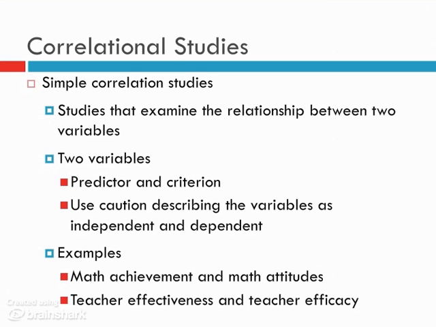You need to use caution when reading correlational studies. Some of the things that you want to consider is that even though we're talking about relationships between the two, again, we're not necessarily talking about causality. So even though we may say that as teacher effectiveness increases, so does teacher efficacy, it's not necessarily that one is causing the other. There's a relationship and they're moving together on that continuum, but it's not necessarily causal.